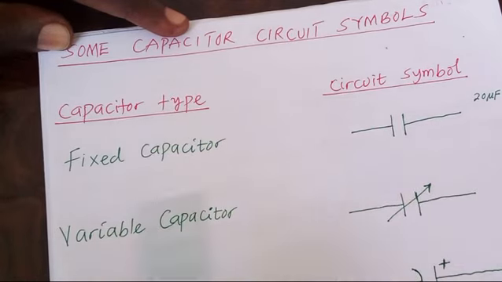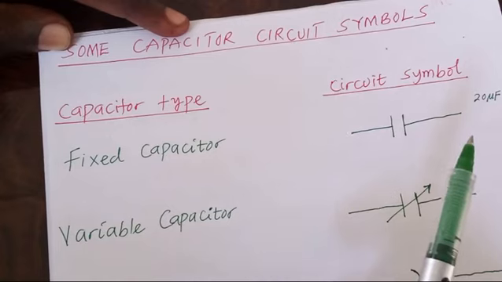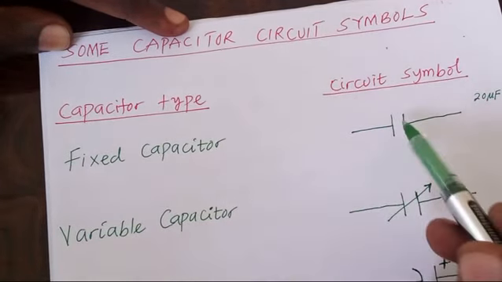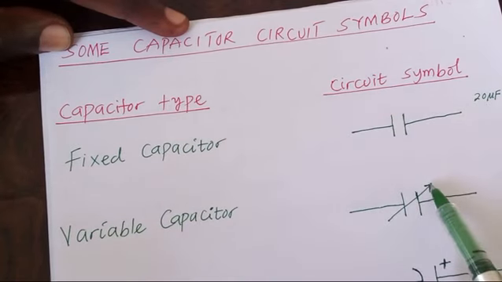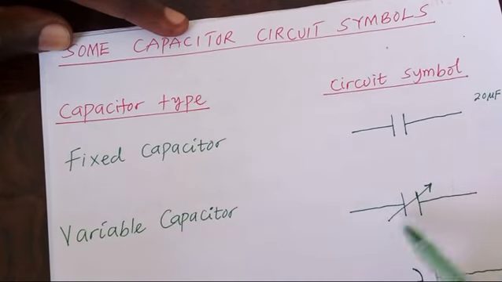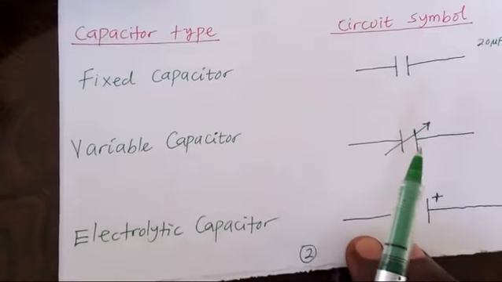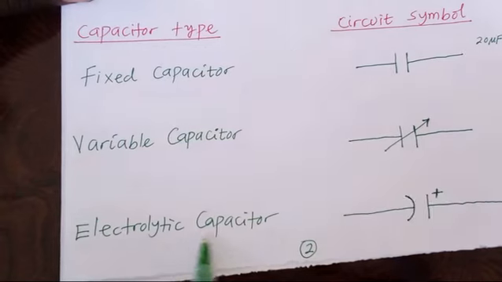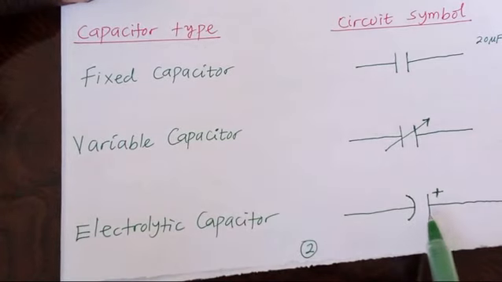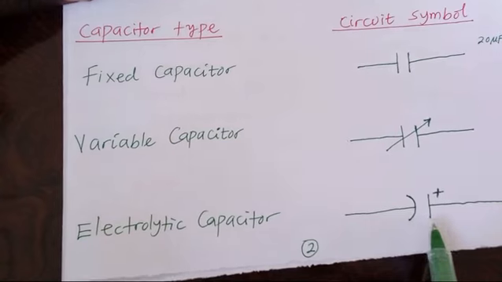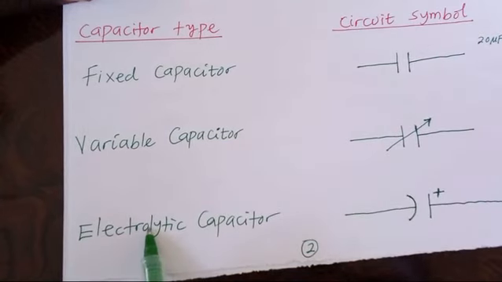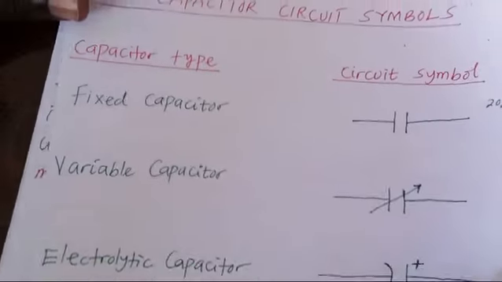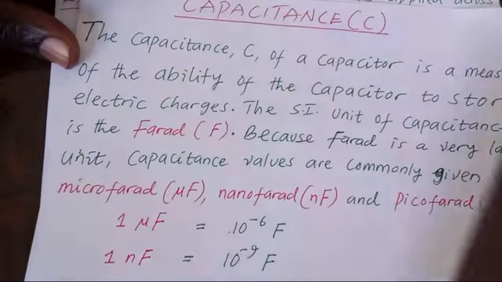A variable capacitor is a capacitor with different values of capacitance. The capacitance value is not fixed, it can change. So we draw the same symbol, but we put an arrow across it. This tells you that the capacitance value changes. Then we have another type of capacitor which we call electrolytic capacitor, and this is its circuit symbol. Electrolytic capacitor has electrolyte and electrode, as we know in electrolysis.